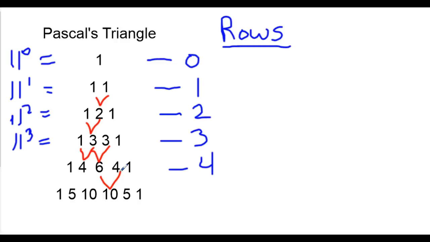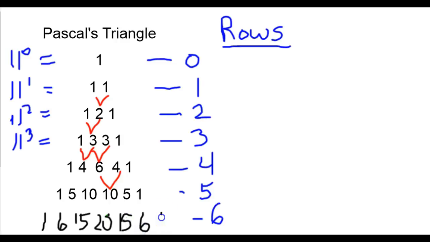So if we use that pattern to try to make the next row, this was row 5, so if we wanted to make row 6, using the patterns we just talked about above, we always start with a 1. 1 plus 5 is 6. 5 plus 10 is 15. 10 and 10 is 20. 10 and 5 is 15. 5 and 1 is 6, and we end it with a 1. So that would be the 6th row of Pascal's triangle.